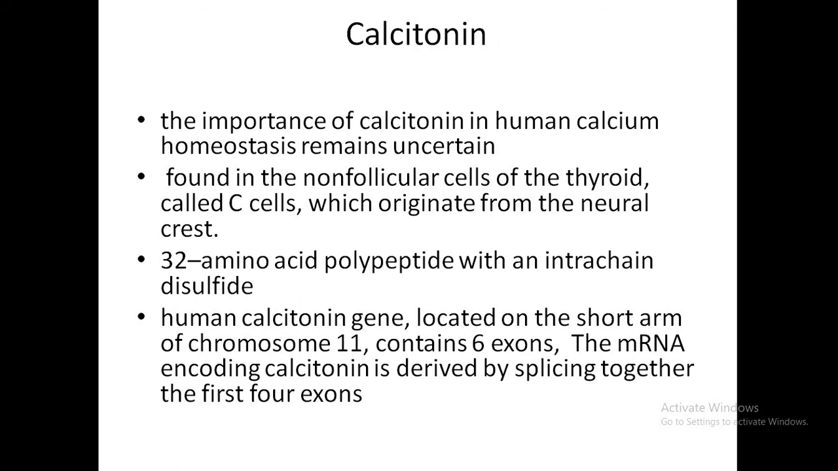Calcitonin. The importance of calcitonin in human calcium homeostasis remains uncertain up till now. It is found in non-follicular cells of the thyroid called the C cells, and these C cells originate from neural crest. It is a 32 amino acid polypeptide, and the human calcitonin gene is located on the short arm of chromosome 11. And the mRNA encoding calcitonin is derived by splicing together the first 4 exons of this gene.